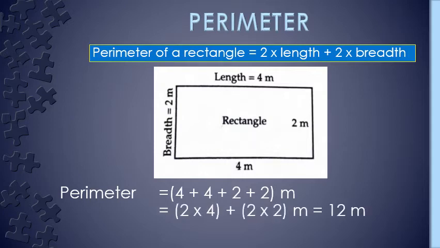Well, or we can write 4 plus 4, we are adding 4 2 times, so we can write 2 multiplied by 4, where 4 is the length of the rectangle. Therefore, 2 multiplied by length plus 2 plus 2, we are adding 2 2 times, so we will write 2 multiplied by 2, and here 2 is the breadth of the rectangle, that is why 2 multiplied by breadth, which is coming equal to 12 meter. 2 4s are 8 plus 2 2s are 4. 8 plus 4 is equal to 12 meter. So the perimeter of this rectangle is 12 meter.